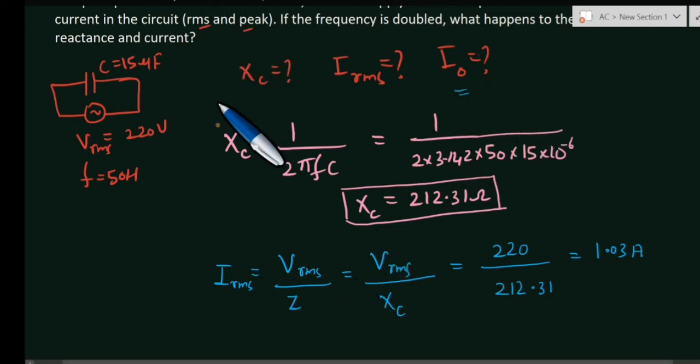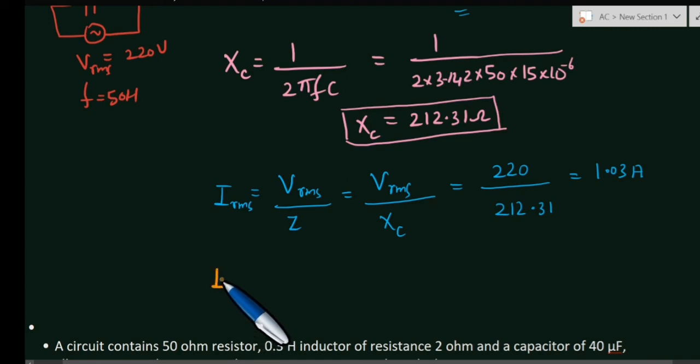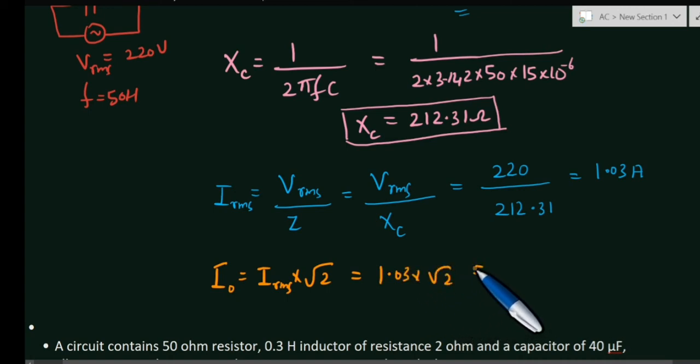The I naught is equal to IRMS into root 2. So IRMS value is 1.03 into root 2, and this is equal to 1.45 amps.